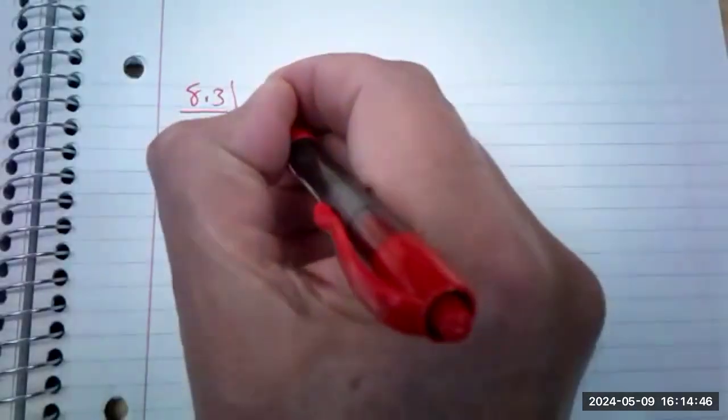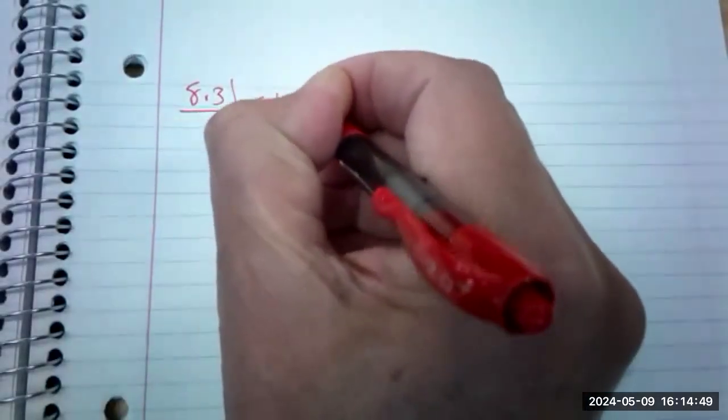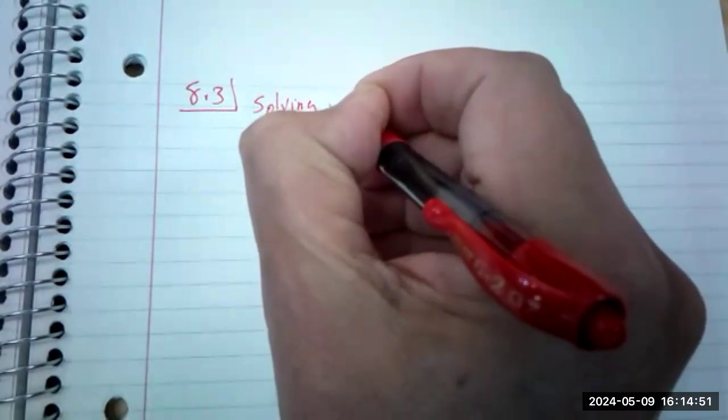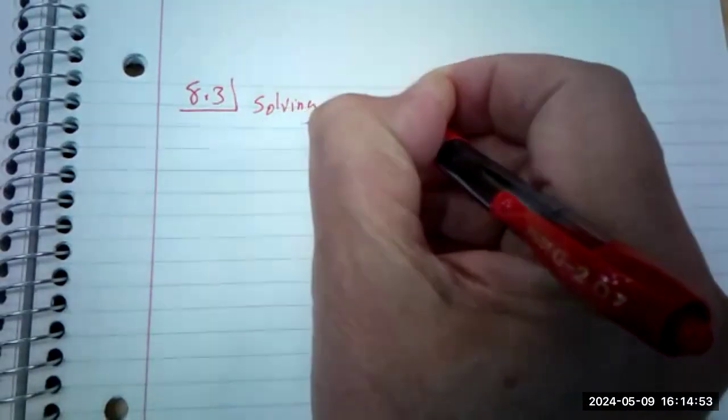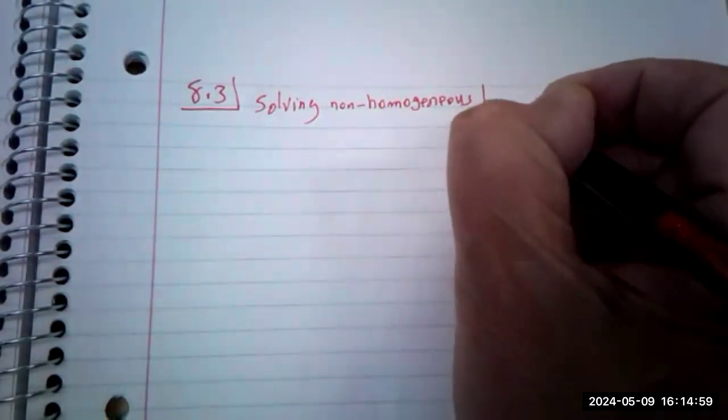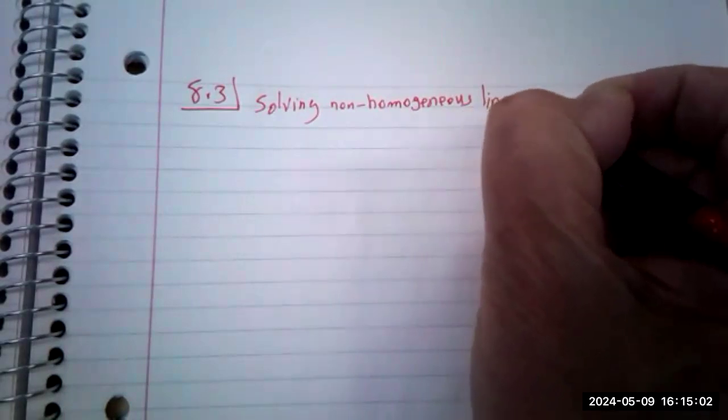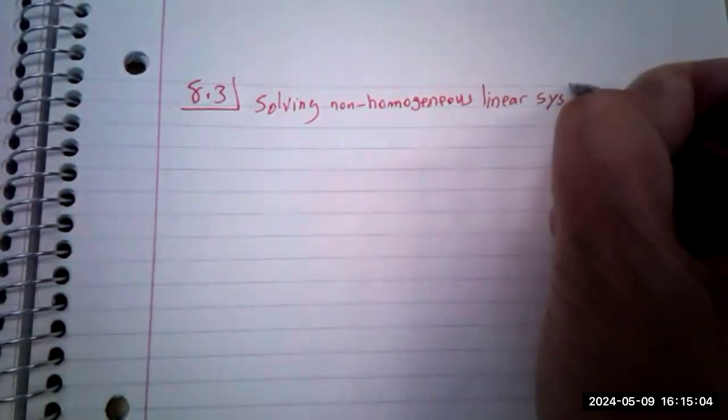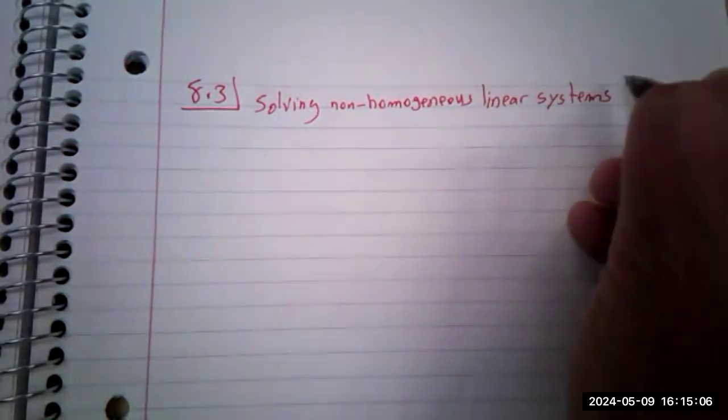Final are going to be from this section, 8.3, the last section that we're going to cover. Okay. So there you are. We want to solve non-homogeneous systems. Solving non-homogeneous linear systems, the system of differential equations.